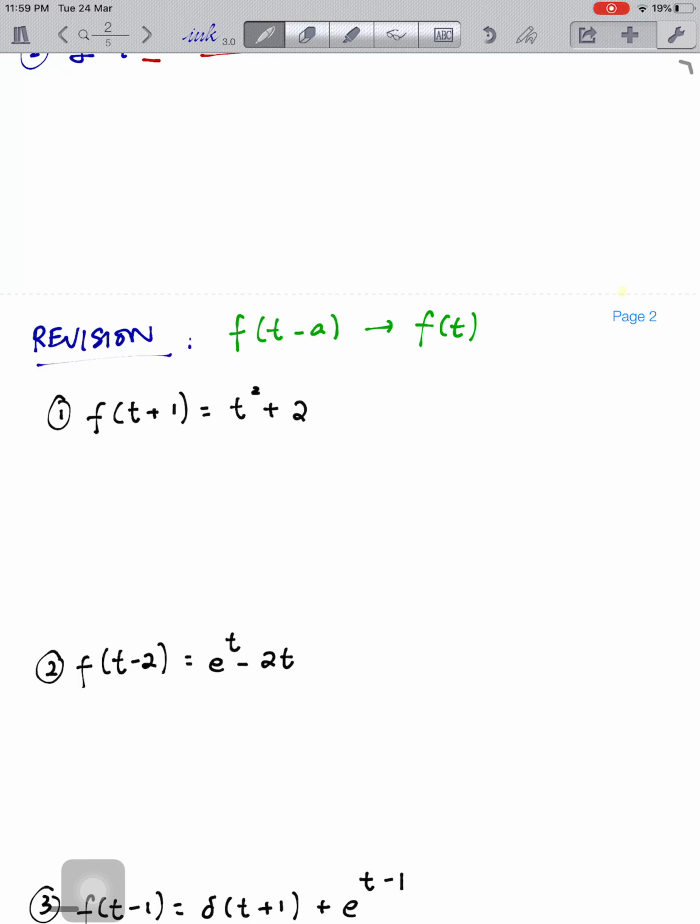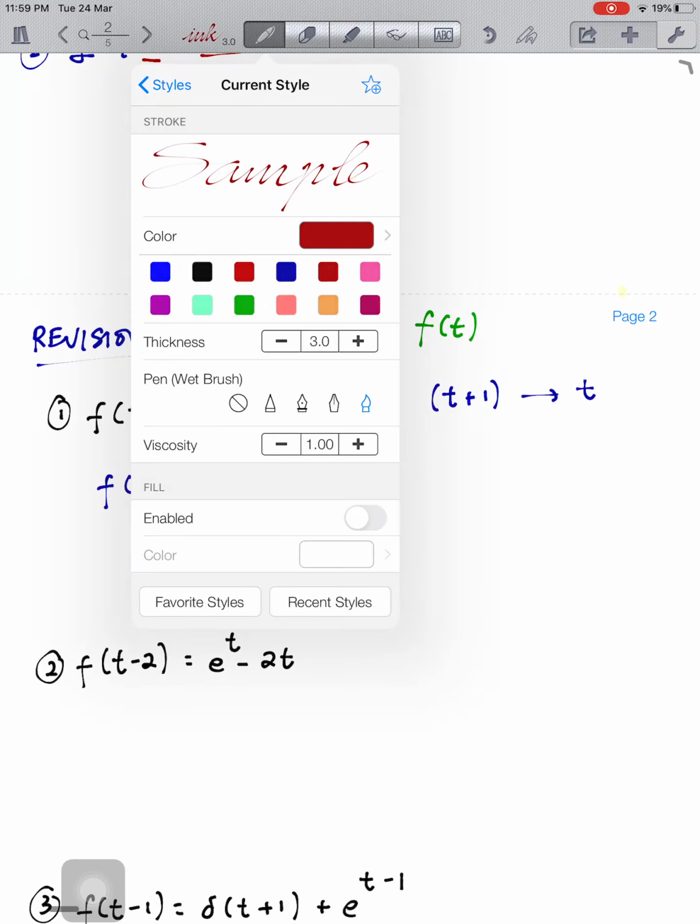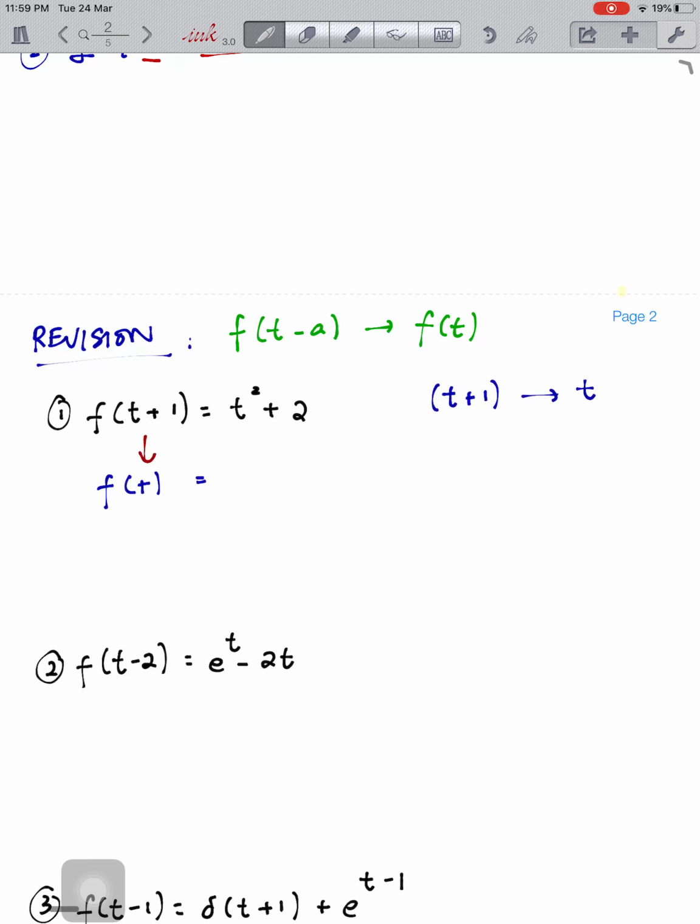So let me start with the first example. Here I have a function f of t plus 1, which is equal to t squared plus 2. So the idea is that I have to think, how do I convert from t plus 1 to t? Because later I'm going to be converting this to f of t. So we are going to convert from f of t plus 1 to f of t.